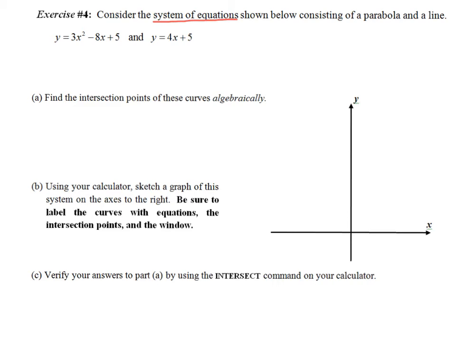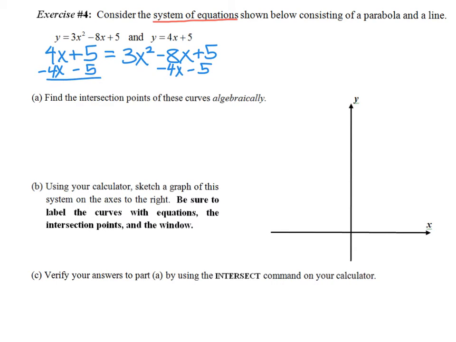Well, when I have a system of equations, all I'm going to do is replace this y over here with what y is equal to in terms of x. So I'm going to say 4x plus 5 has to equal 3x squared minus 8x plus 5. And I'm going to solve this quadratic equation. So let's put it in standard form by subtracting 4x and 5 from both sides of the equation. And I now have the quadratic equation 3x squared minus 12x equals 0.